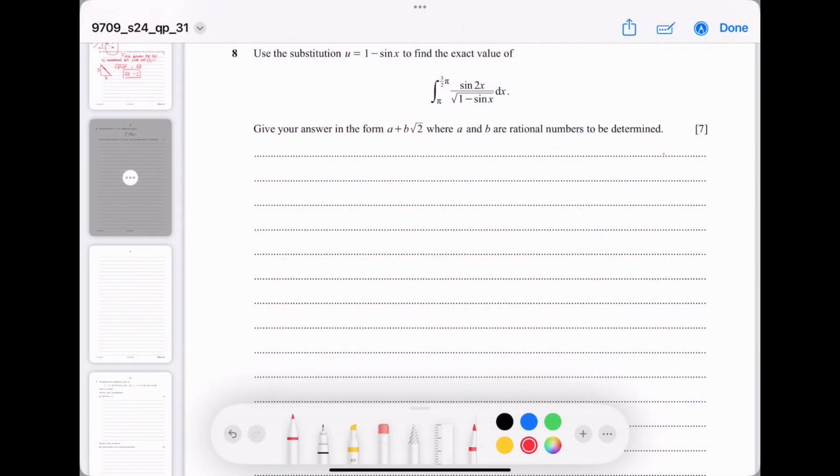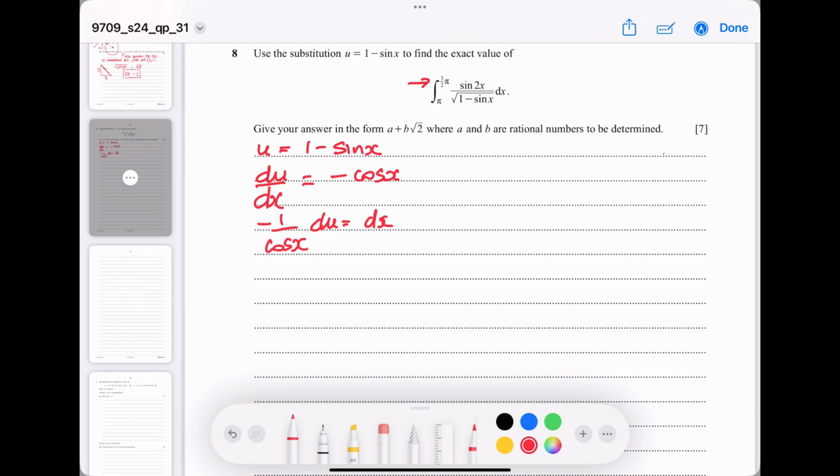So number 8, we've been asked to use substitution to find this integral. So we know that u is equal to 1 minus sine x. It's often helpful to rearrange this at some point, but let's start with differentiating it. So du dx is equal to minus cos x. So we can get an expression for dx: -1 over cos x du is equal to dx.